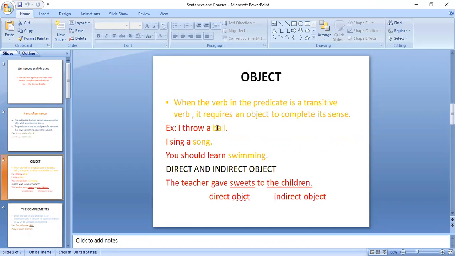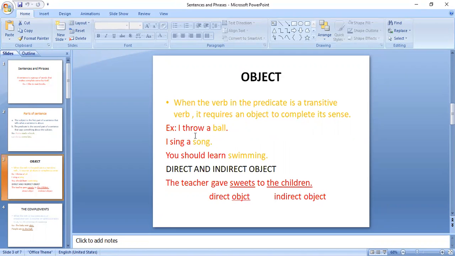For example, I throw a ball. Here you can ask, what is a transitive verb? Transitive verbs are those which have an object.